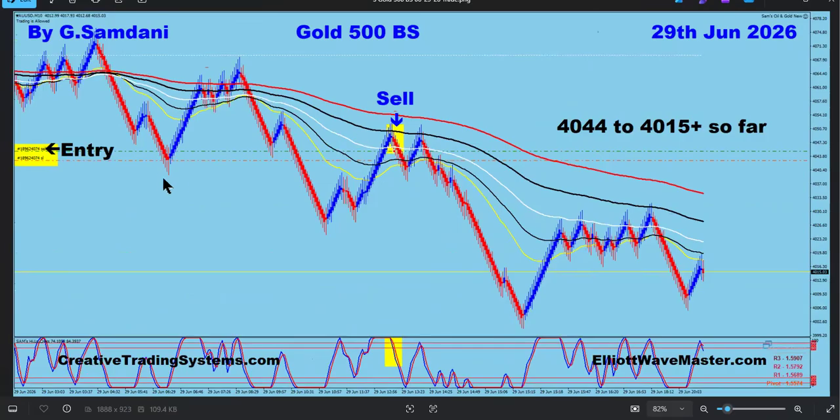And you can see all of these trades, none of them went back. As soon as the trade is open, it goes my way, right? This is gold from 40.44 to 40.15 to the downside.